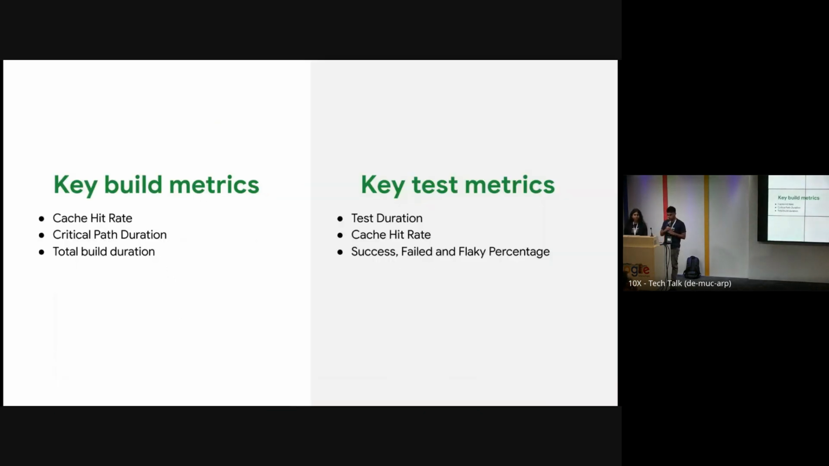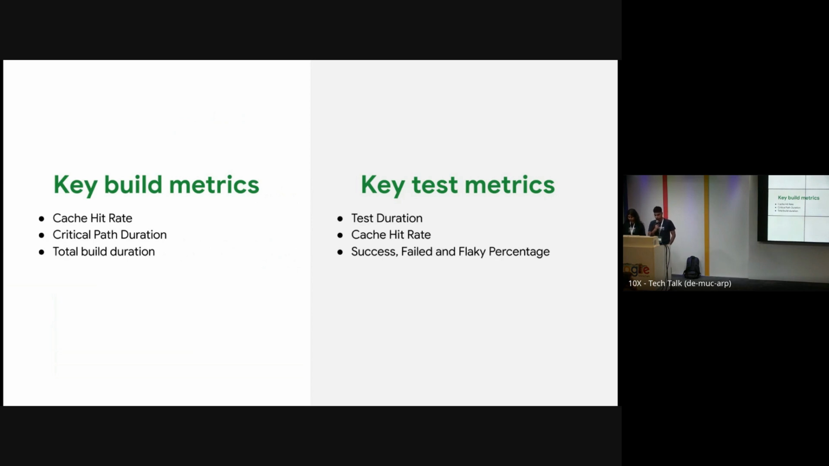Before we move on to the demo, let's take a look at the key metrics that we're trying to explore. Primarily, we're looking at cache hit rate, which is the percentage of work avoided and rather pulled from remote cache from previously executed actions.